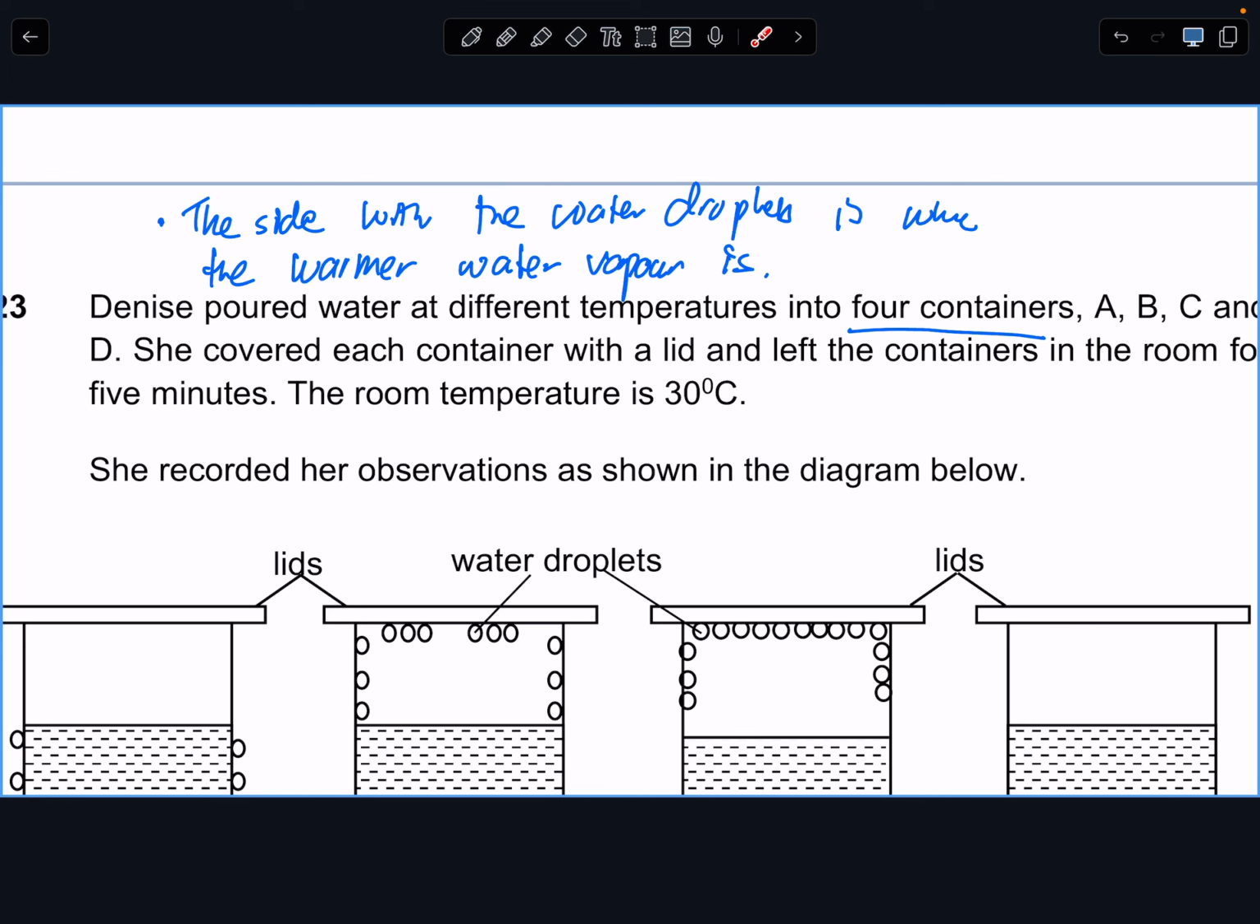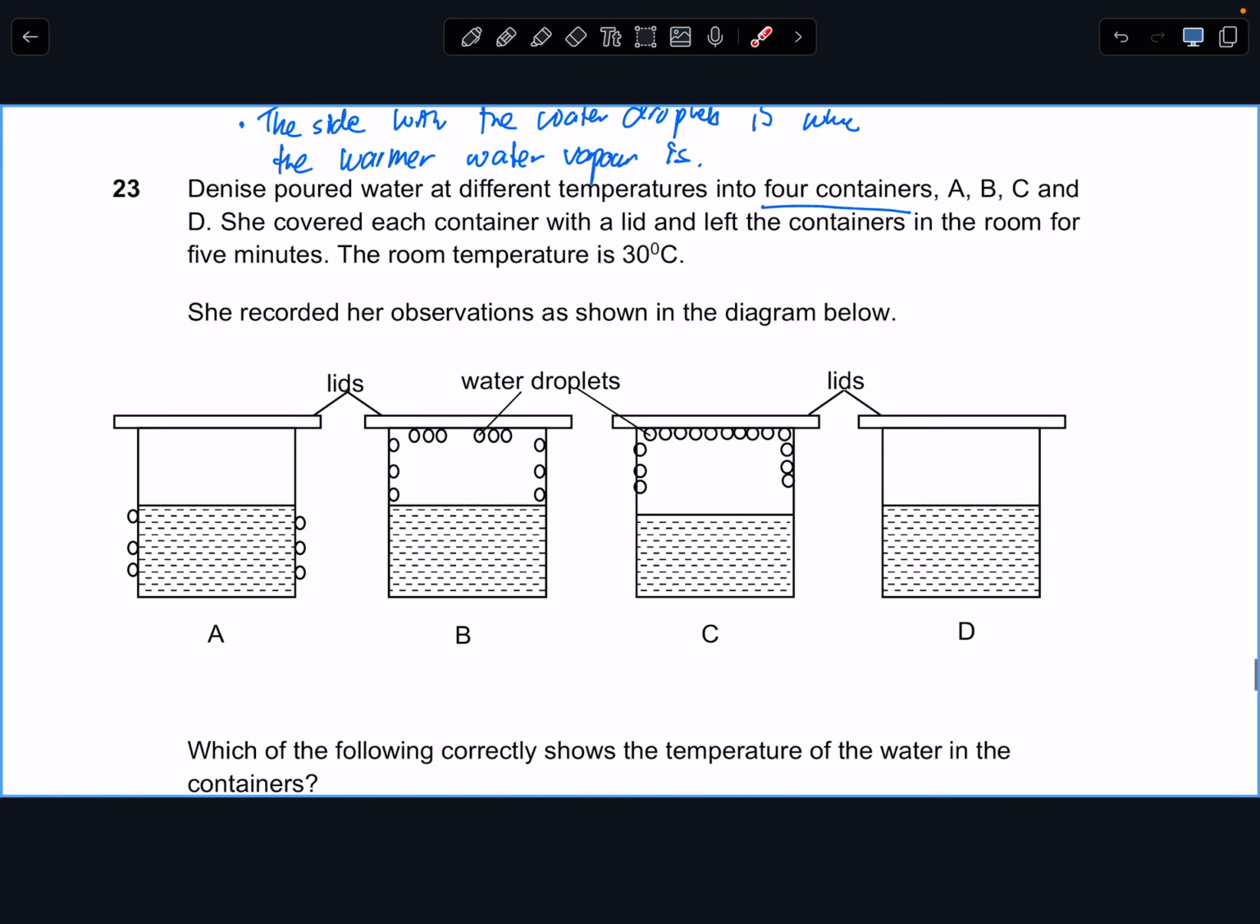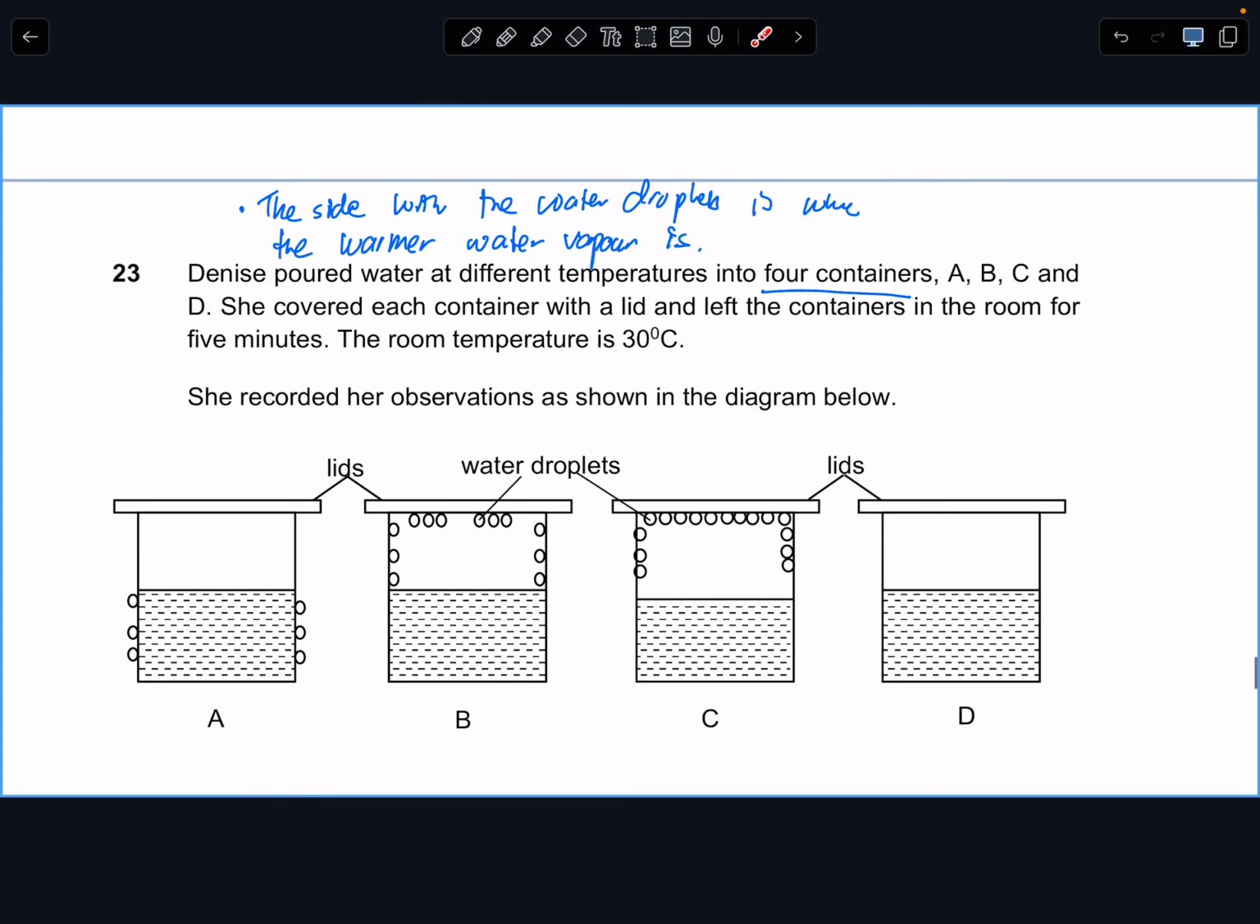So for example, in this case, the warmer water vapor is actually found here. The warmer water vapor is actually found on the outside. The warmer vapor is actually found inside. And there is no such thing as warmer water vapor in the sense that the temperature is either the same or there's no cooler surface. Go on, question 23.